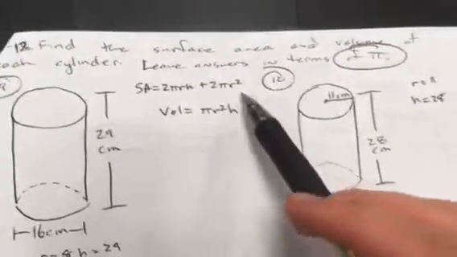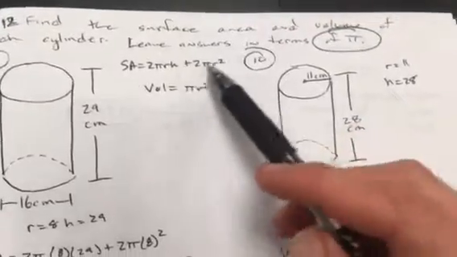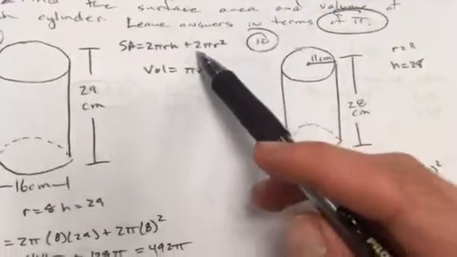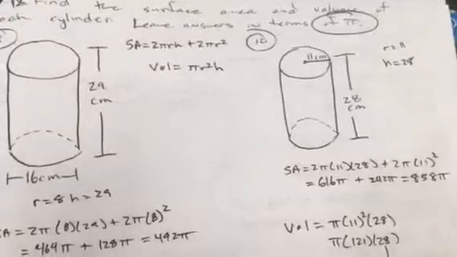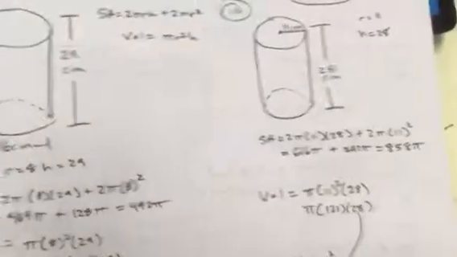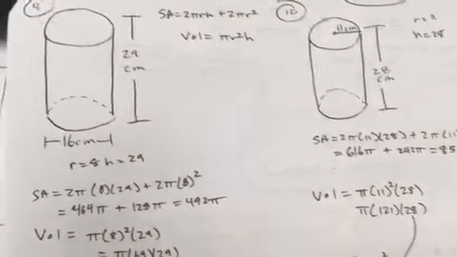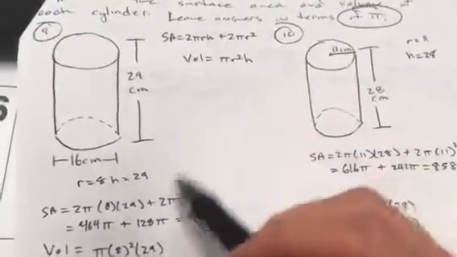Leave your answers in terms of pi, surface area and volume of the cylinder. And these are actual formulas here that I would give you, okay? You should not miss any cylinder because I have to give you everything. I either have to give you the diameter and the height or the radius and the height. All right, so surface area.